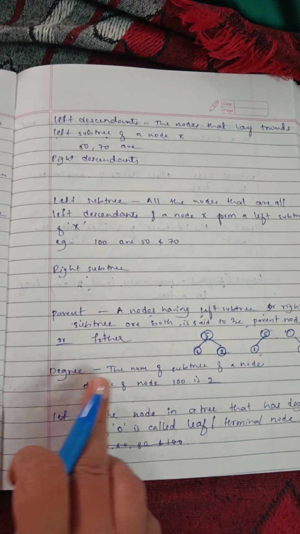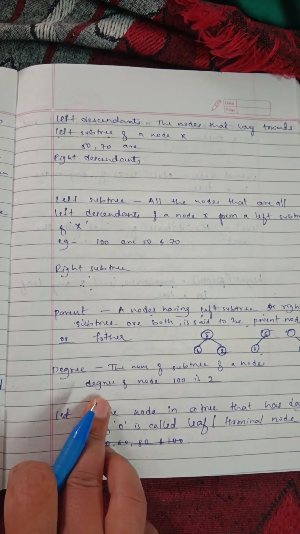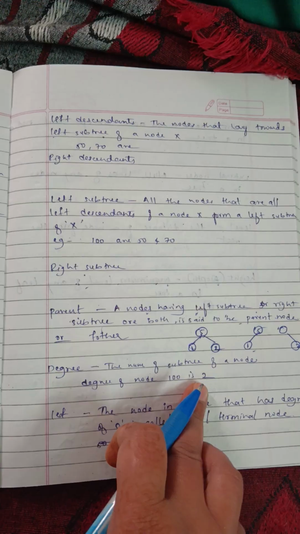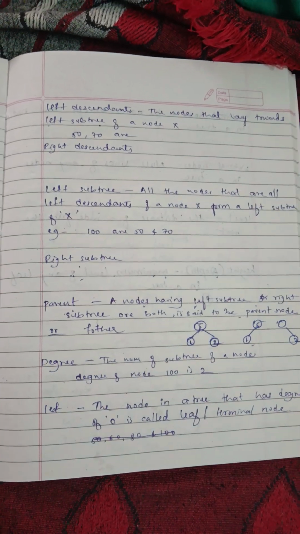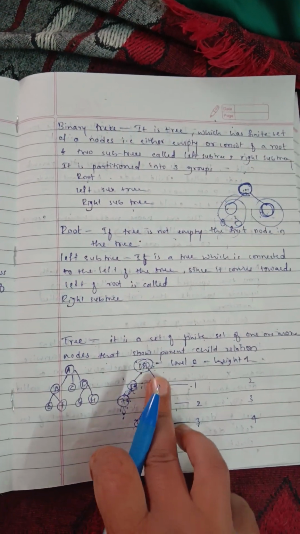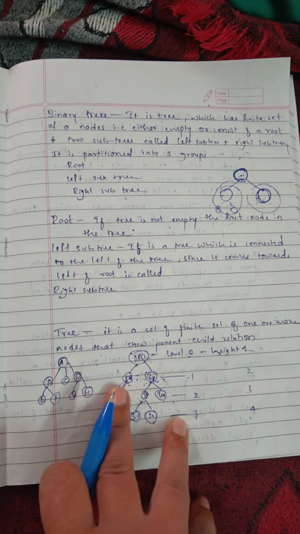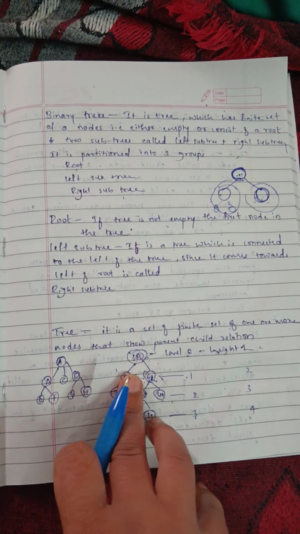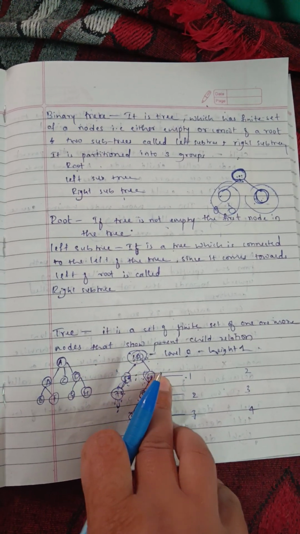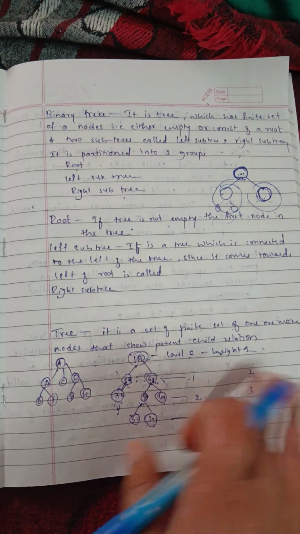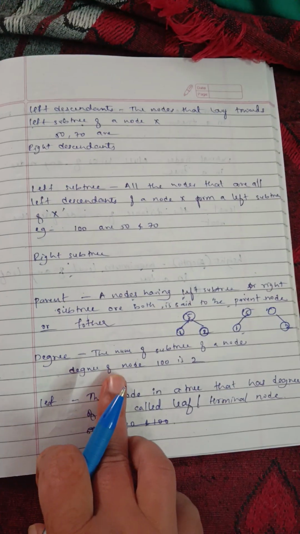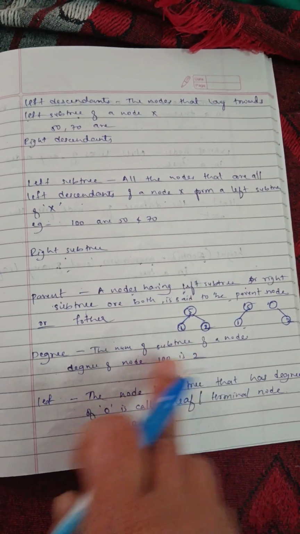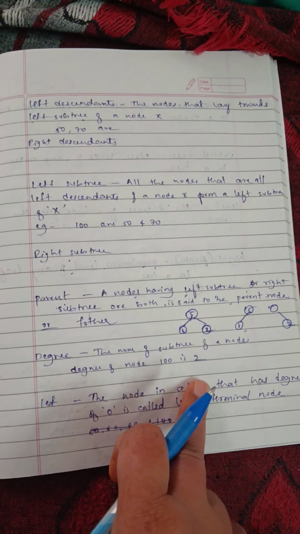What is degree? The number of subtrees of a node. Degree of node 100 is 2. Why is the degree of node 100 equal to 2? Here, see here 100. Degree is 2. Why? It consists of 1 and 2, right? This is known as the degree of a tree. What's the definition? Number of subtrees of a node. Degree of node 100 is 2.